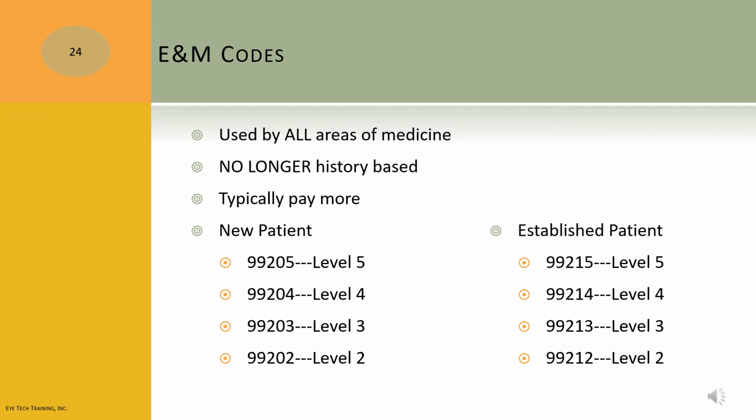For new patients, level 5 is 99205, level 4 is 99204, level 3 is 99203, and level 2 is 99202. For established patients, level 5 is 99215, level 4 is 99214, level 3 is 99213, and level 2 is 99212.